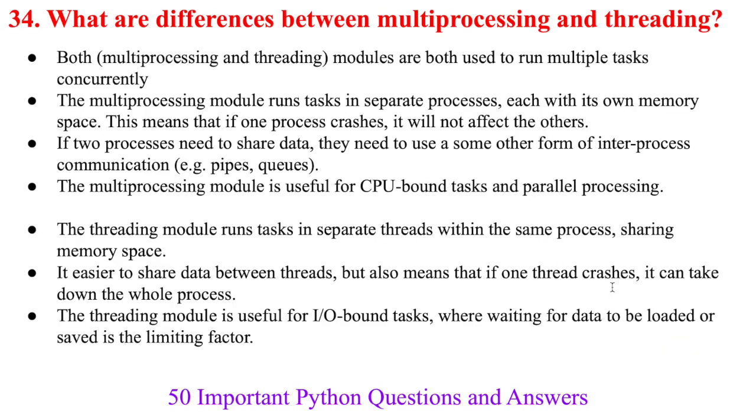The question is what are the differences between multiprocessing and threading? Both the multiprocessing and threading modules are used to achieve concurrency and run multiple tasks concurrently.